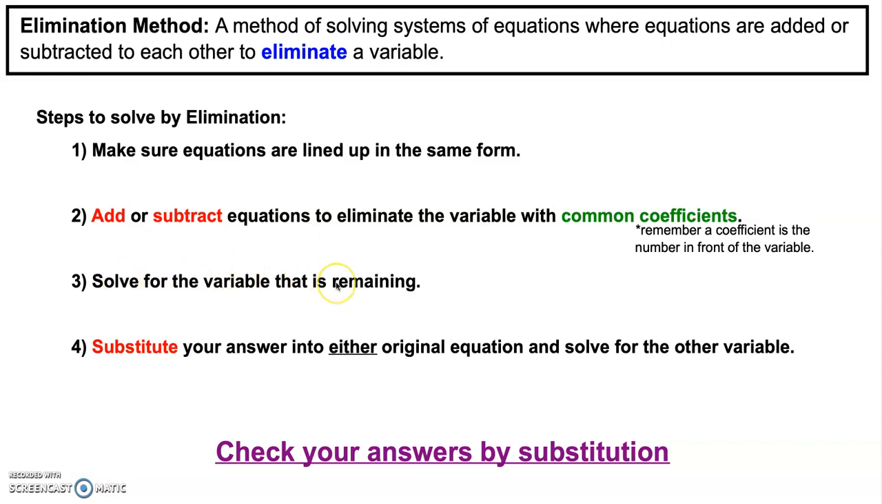Solve for the variable that's remaining. By step 3, we should have a value for one of the variables. And so after that, we need to substitute our answer from number 3 into either equation and solve for the other variable. And we're going to check our answers by substitution.